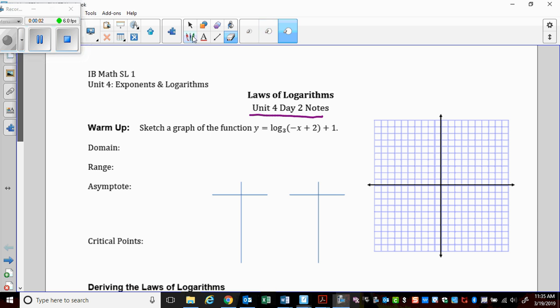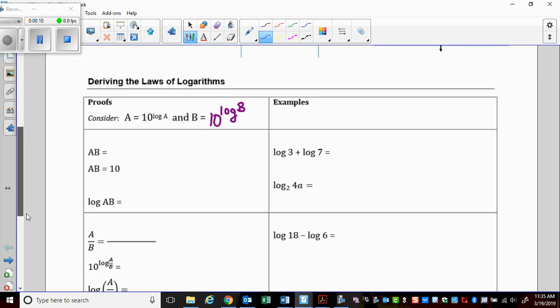Good morning. This is going over Unit 4, Day 2 notes. We're just going to go over a couple of properties of the logarithms.